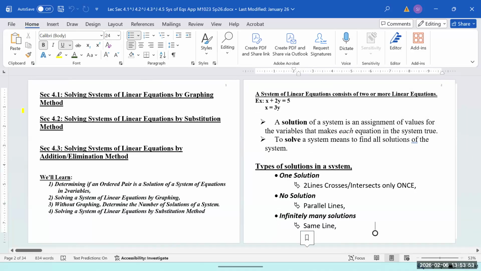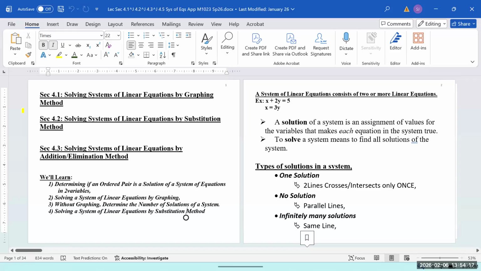So if you observe chapter 3, in chapter 3, we only worked with 1 line. We found the x-intercept of the line, y-intercept, slope, how to graph, what is a parallel line, what is a perpendicular line. So you only concentrated on 1 line. But chapter 4 concentrates on 2 lines. What if you have 2 lines at the same time? What are you going to do?